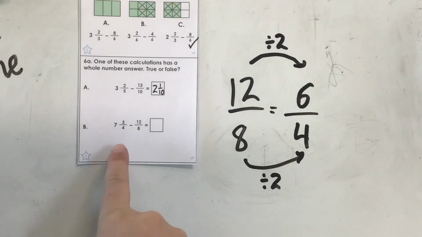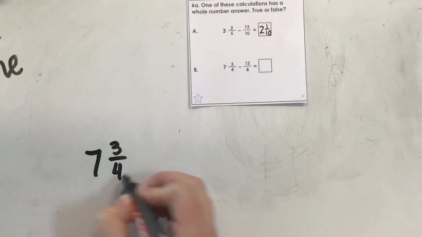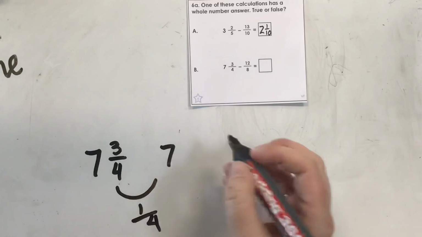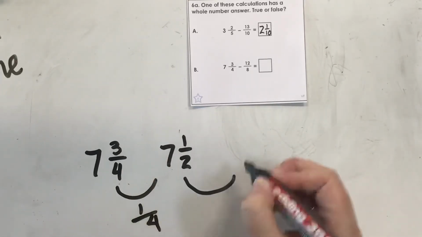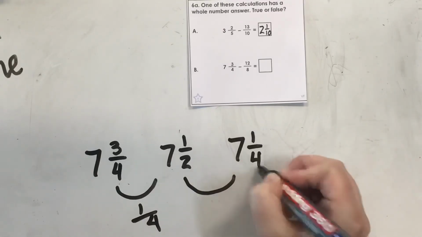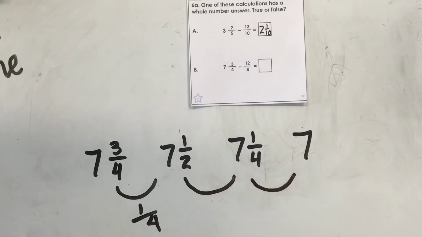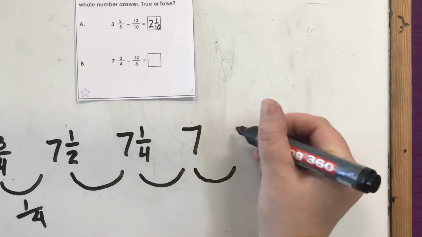Now, going back to our whole number, 7 3/4. What are we going to be left with if we take away 6/4? Let's count back in our quarters. So starting at 7 3/4, I'm going to take away a quarter, and I'm going to have 7 1/2, or 7 2/4. Then I'm going to have 7 1/4. 7, because if I take away that quarter, I'm going to have a whole number. And then that's going to be what?